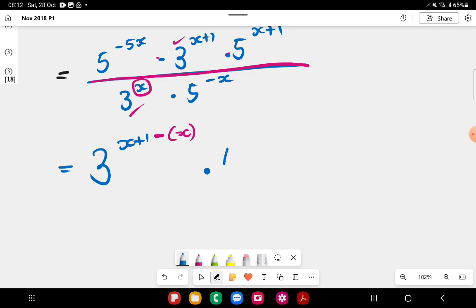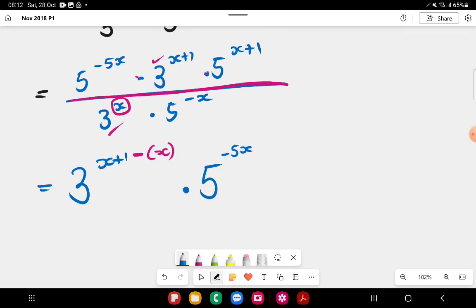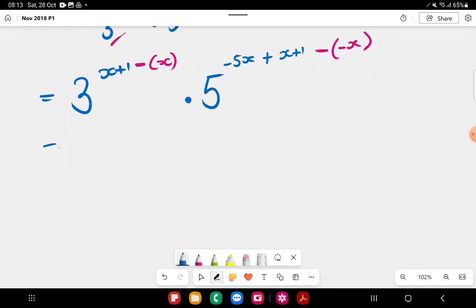So I multiply that by 5, and that becomes 5 minus 5x. Because it's multiplication, I'm going to add x plus 1. And then I'm going to subtract negative x. Because this is negative x, I put it in brackets. Okay, let's simplify. So this is equal to 3 to the x minus x plus 1 times 5 to the minus 5x plus x.